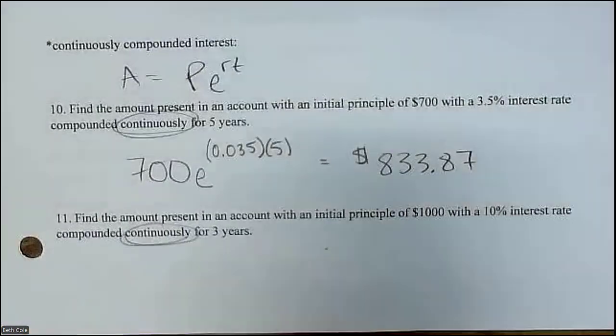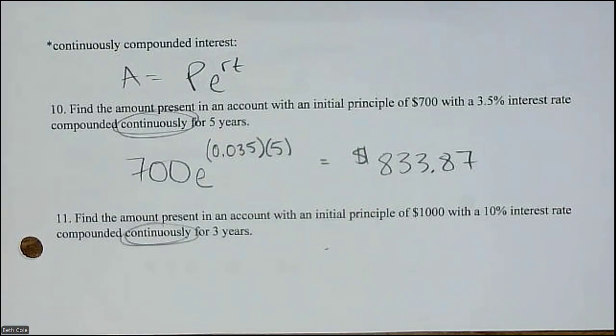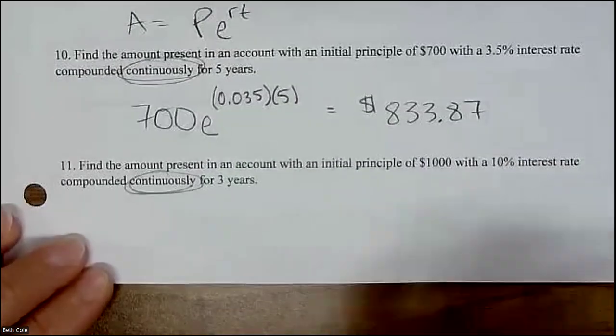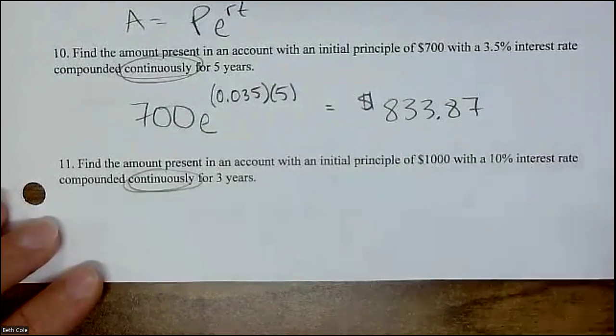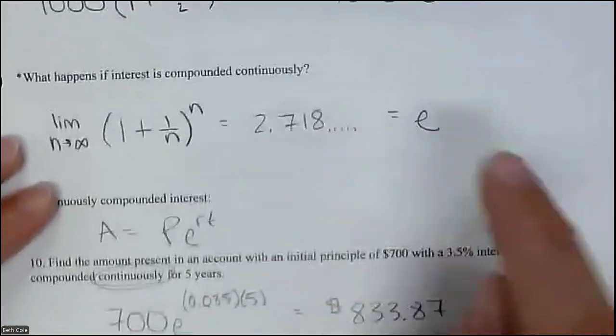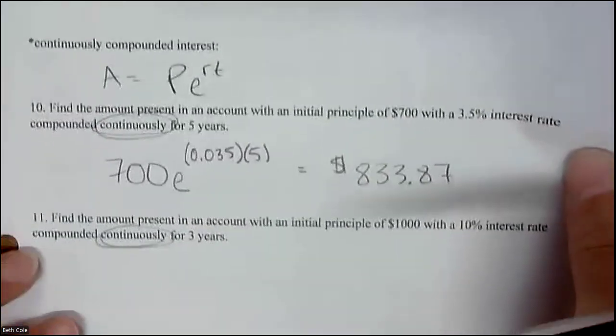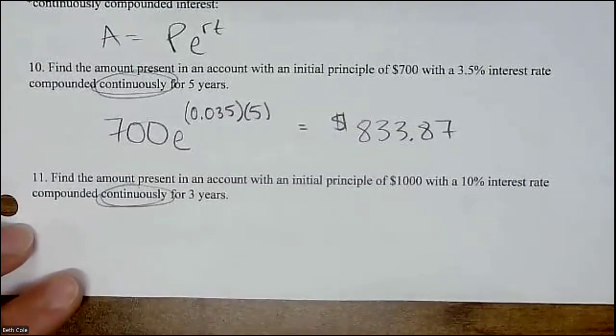The reason it wasn't dramatically higher is because the interest rate was only 3.5%. It wasn't a very dramatic interest rate. This one's going to be a little bit more because what was our interest rate for this one? 10%. You're going to get a little bit more of a dramatic answer. So it's going to be really close to this 1340, but slightly higher. All right, so we're looking for an answer slightly higher than 1340.